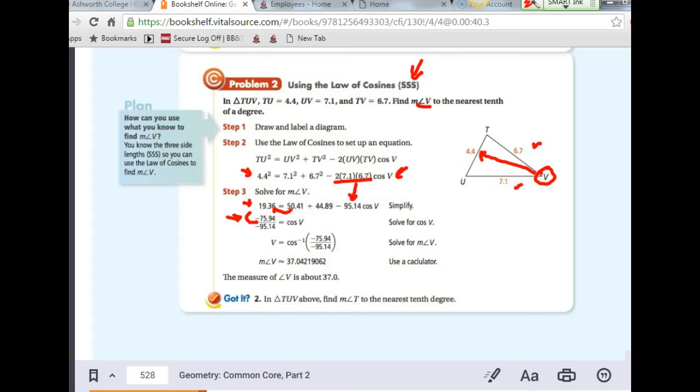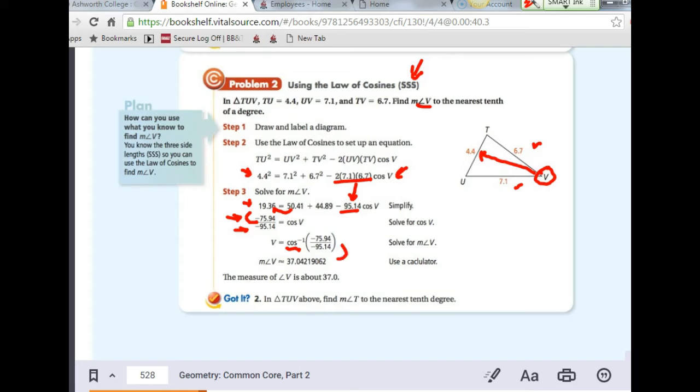Then to get the cosine of V by itself, we're going to divide by the negative 95.14 to get the cosine of V by itself. Then to get not cosine of V, but if you want V, you've got to take the inverse cosine, which is the second cosine button on your calculator, and then just leave that as is. You could turn that into a decimal if you'd like, but it's more accurate if you just leave it the way it is. I'm going to take the inverse cosine of negative 75.94 divided by negative 95.14.